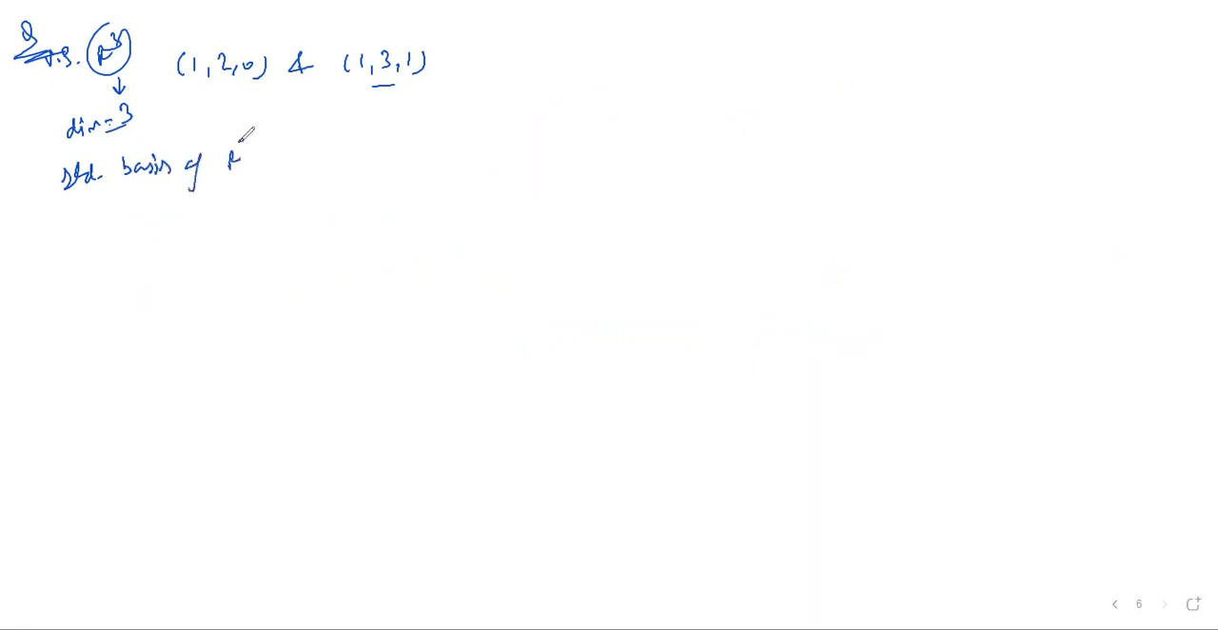Okay, so I have the vector space, let's say R cube. The vector space R cube has dimension 3, as it is R cube. For this, the standard basis of R cube are E1, which is 1 0 0, E2, which is 0 1 0, and E3, which is 0 0 1.